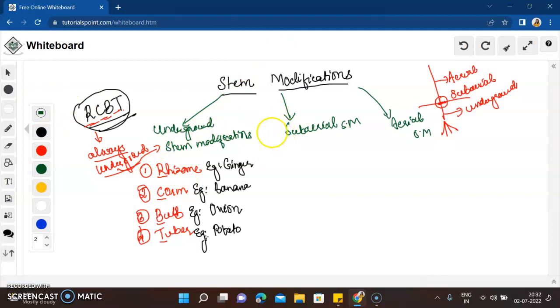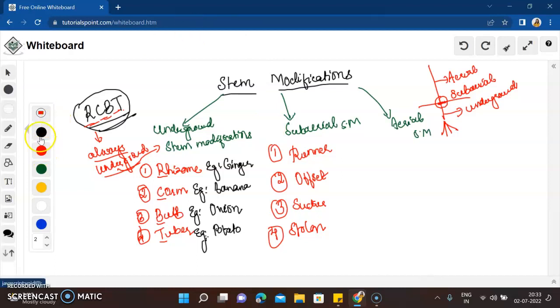Now the next one is the subaerial stem modification. What are the types of subaerial stem modification? Another easy way which ma'am will give you, that is the runner, right? Runner, offset, sucker, and stolon. Runner, offset, sucker, stolon. Now, how can we remember this tip also ma'am will be giving you? Before that, let's write down the example.